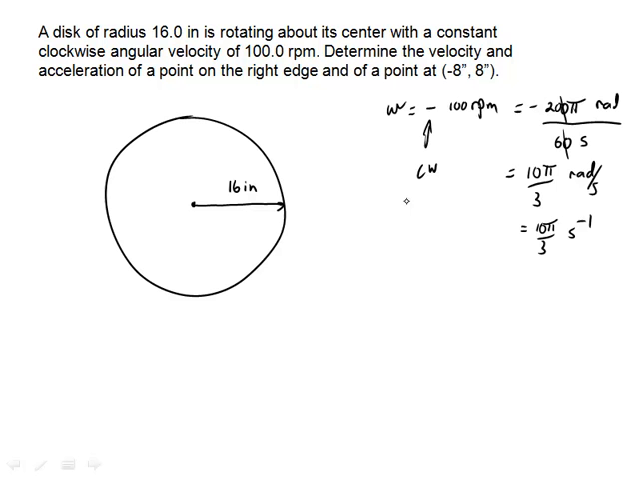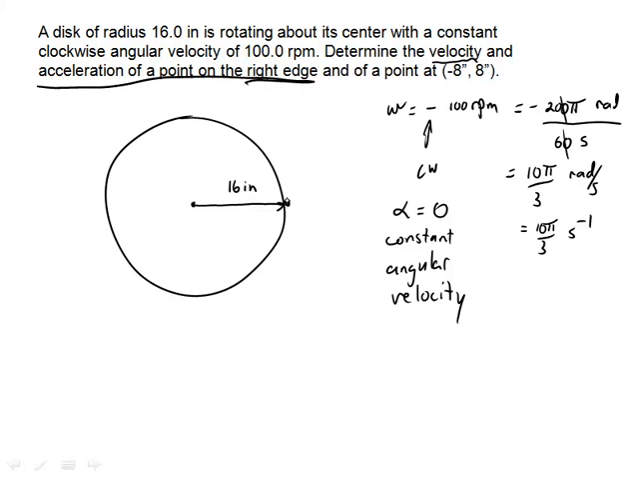And if that's constant, that means that alpha is equal to 0. I have a constant angular velocity. If the constant angular velocity is what I have, then a 0 angular acceleration also is what I have. Well, they're asking me for the velocity and the acceleration at a point on the right edge. That's this point right here. I can do it at minus 8 as well, but let's just do it for this point.